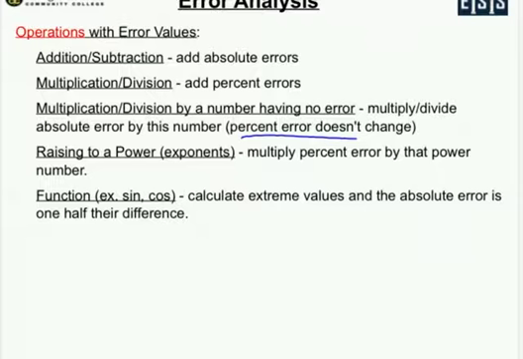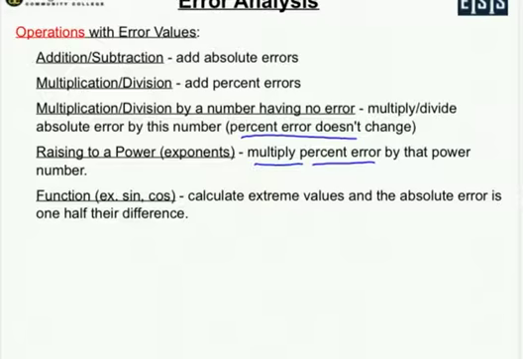When you raise to a power, if you're going to take a measured number with an error and you're going to raise it to some exponent, you need to multiply the percent error by that power. So multiplying percent error. Again, if you don't have percent error calculated yet, you have your absolute, you need to go and calculate the percent error first, then use that percent error and multiply it by the power to get your revised percent error on your final value.